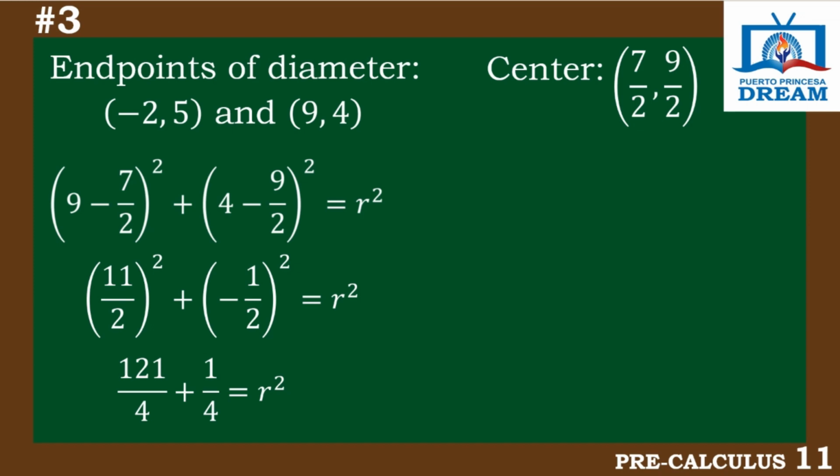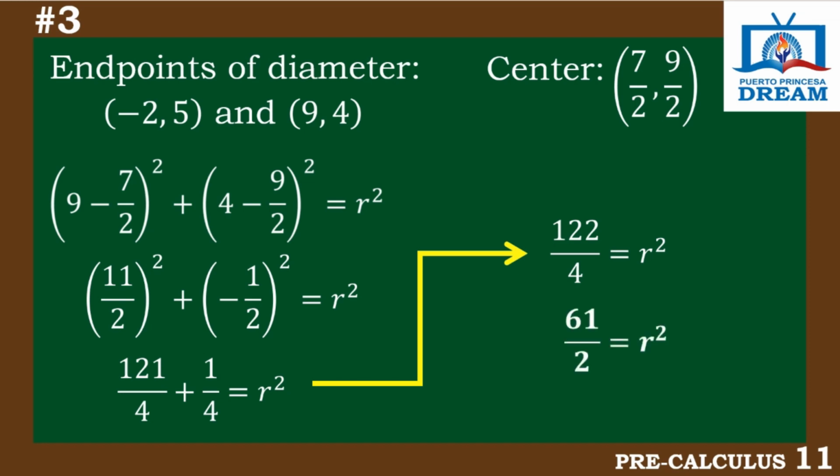Then, we add them. Since these fractions have the same denominator, we simply add their numerators and copy the common denominator. Hence, 121 over 4 plus 1/4 is equal to 122 over 4. And finally, we can simplify this fraction into its lowest terms, and that is 61 over 2. This is the value of r squared.